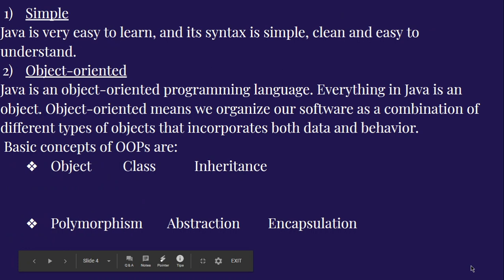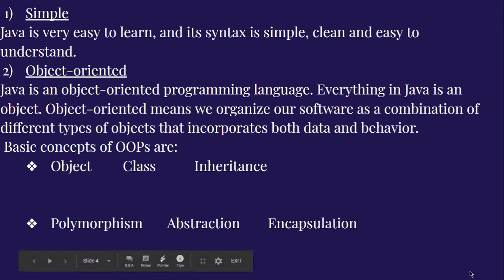What is simple? The syntax of Java is simple, easy to learn, and also easy to understand. It is object oriented because it is mainly based on objects. Java is a collection of classes. A Java program is a collection of classes where we can create objects for the classes and operate those objects using the methods and the members.